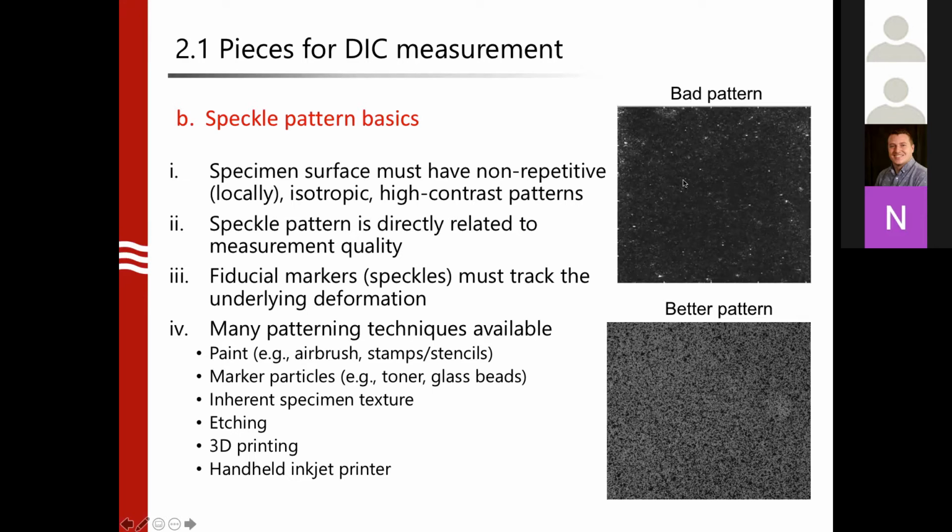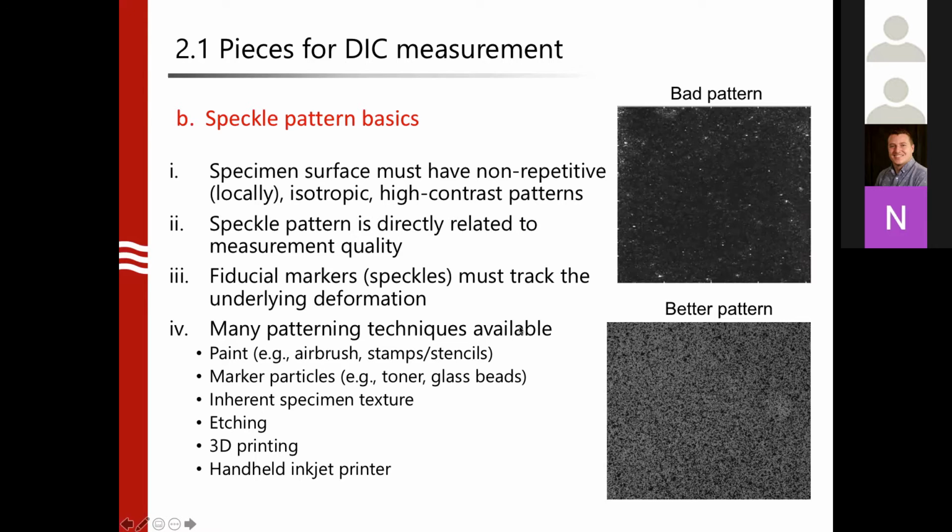A bad pattern usually means the features can be quite sparse, which means you can see there are just many fewer dots compared to a good pattern. A good pattern has more features there, so it will give you much more accurate results.